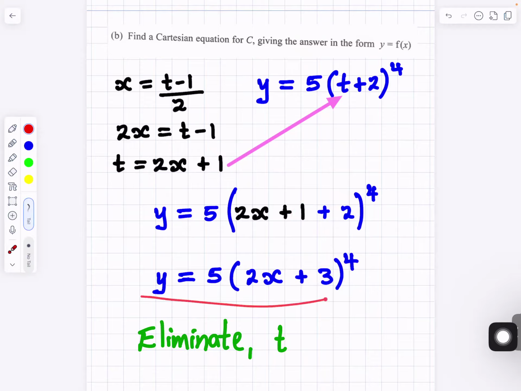And now there's no t in this answer. You see, the answer only has y there and has x on this side. So this is called a Cartesian equation, after a mathematician called Descartes. So it only has y and x.